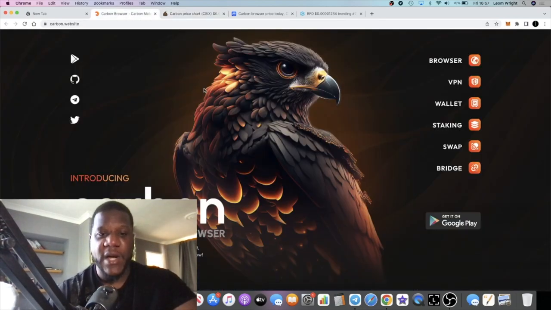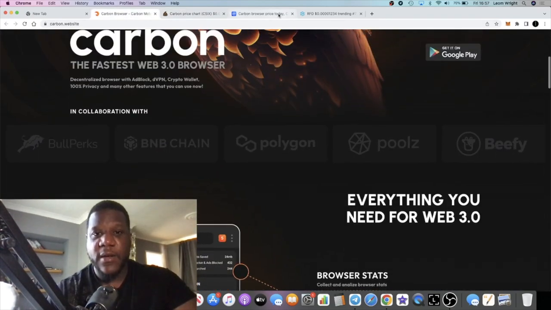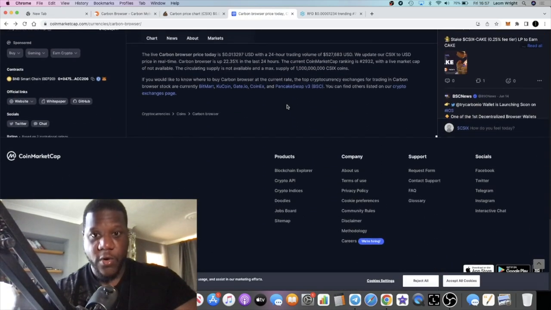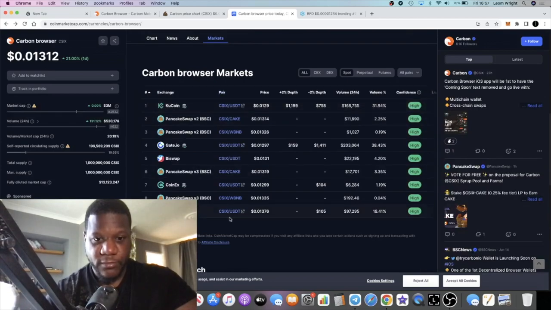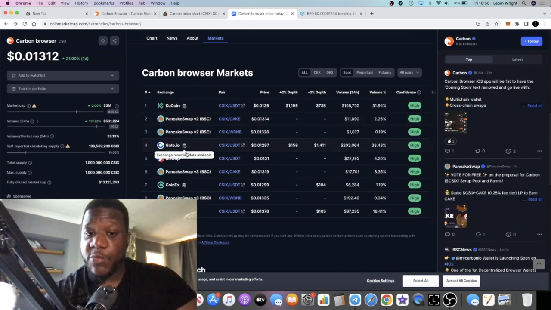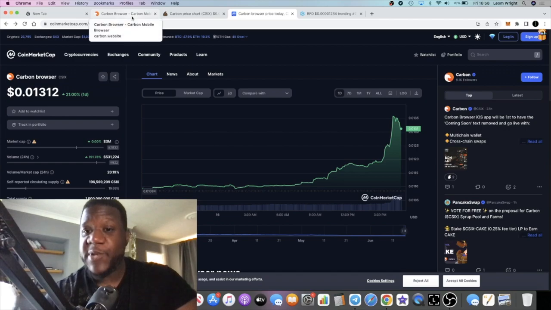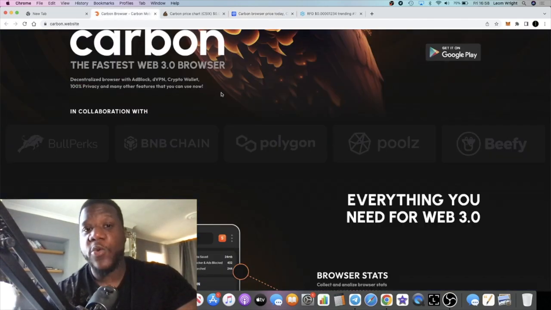And we're buying it because of the fundamentals. Again, if we look at the exchanges that it's listed on, let's just scroll down on CoinMarketCap. Exchanges, we have KuCoin, Gate.io, CoinEx, obviously PancakeSwap, and BuySwap. So if this gets on more exchanges going into the bull run, I think this could be a good low-cap gem token for you to be holding in your portfolio.